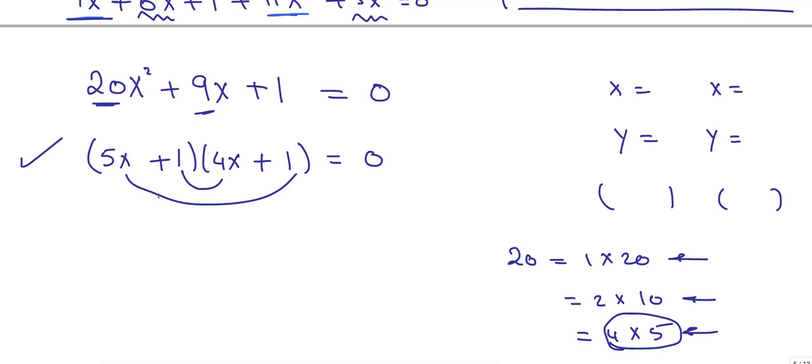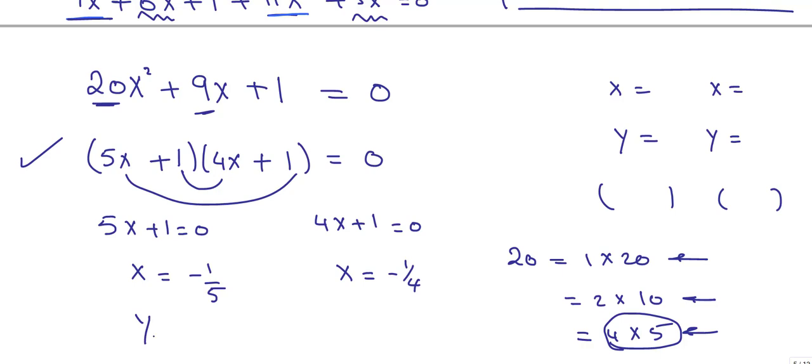So from here guys the next step, take the first bracket, put it equal to 0, and the second bracket, put it equal to 0, get x, it will be -1/5, get x, it will be -1/4. Quickly go back and get y.